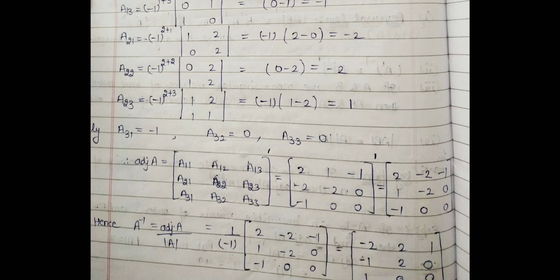We will put these values. Determinant of A is equal to minus 1, so we will multiply minus 1 with all the entries of the adjoint matrix that we got, divided by the determinant of A.